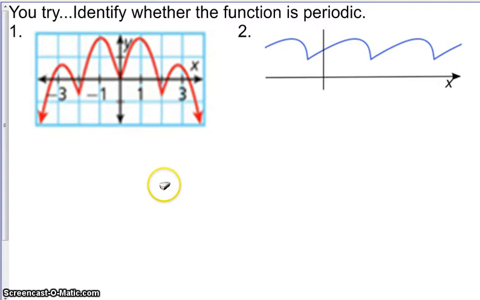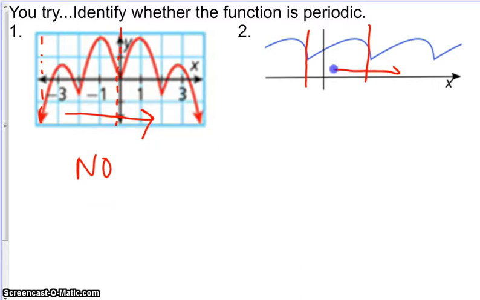You might get stuck on this problem and want to think that the first one is periodic because you see a line of reflection. But again, it has nothing to do with a line of reflection. If we can take and cut the picture, slide it over, and it lands exactly the same, then it is periodic. In picture 2, if we cut and slid it over, it would land exactly on top of itself. So number 2 is the periodic function.